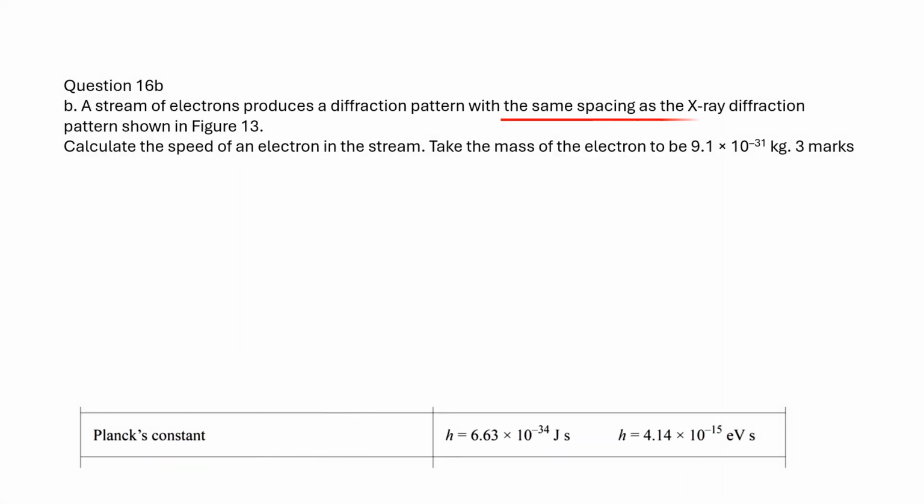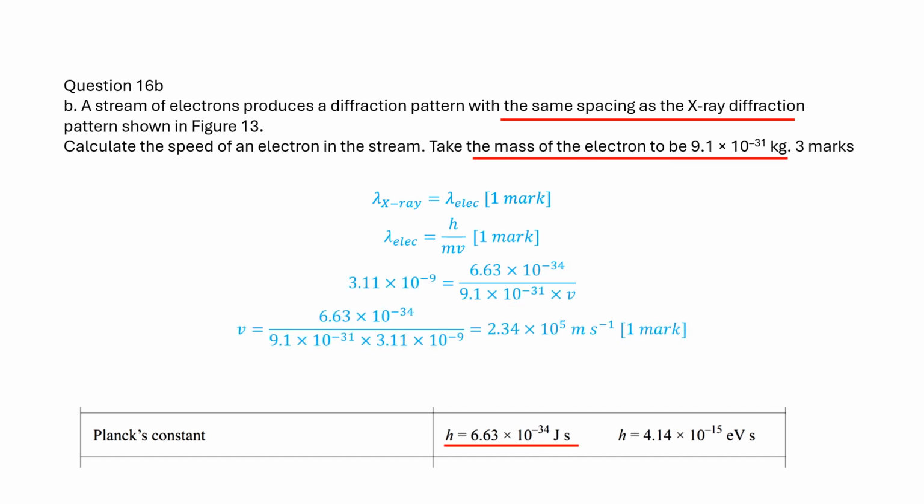Since the electrons produce the same diffraction pattern as the X-ray, the wavelength of the electrons is equal to that of the X-ray. Applying de Broglie's matter wave equation, we calculate the speed of the electrons. The units of Planck's constant are joule-seconds, and units of wavelength are meters.